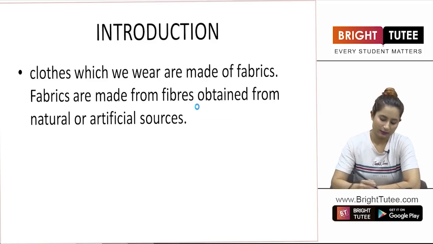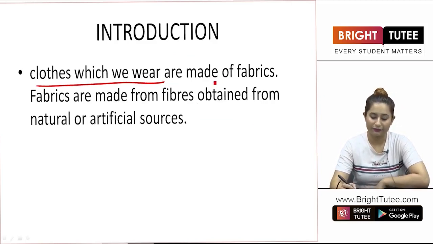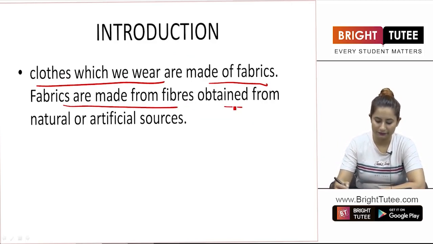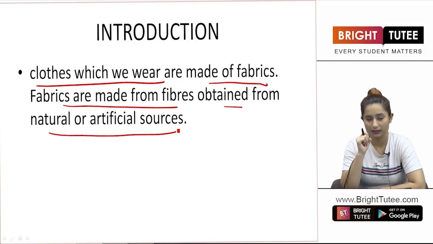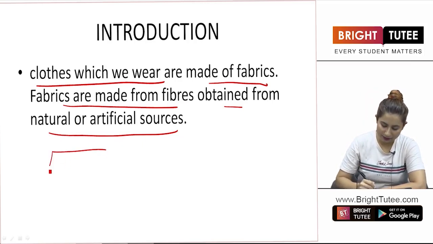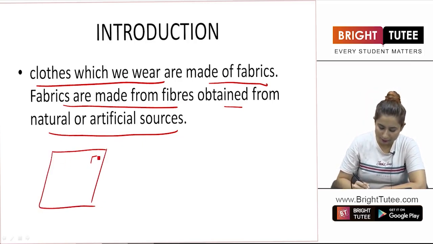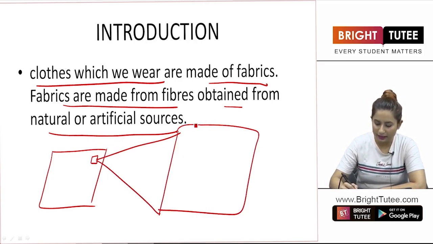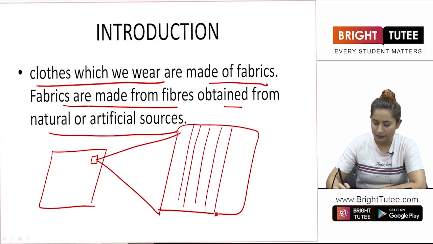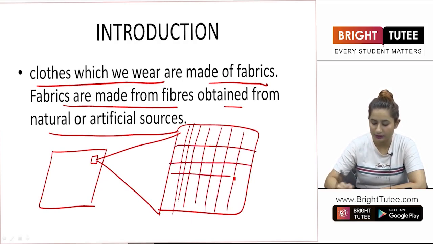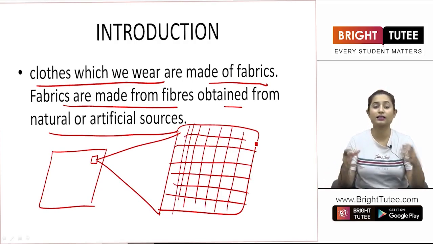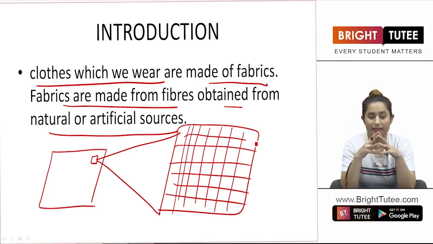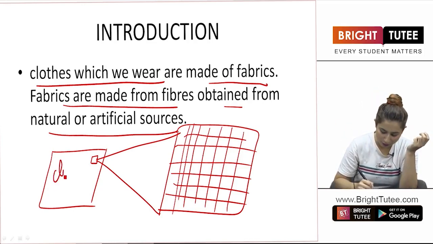Basically, clothes which we wear are made up of fabrics. Fabrics are made from fibers obtained from natural or artificial sources. You have a cloth, for example, this is a cloth. Now, if you take a small portion and you zoom in on this portion, what will you see? That there are fibers, straight fibers, present in a crisscross manner with each other. This is how a cloth is arranged. Basically, the fibers are intermixed into each other, into a pattern, and hence that whole system forms a cloth.